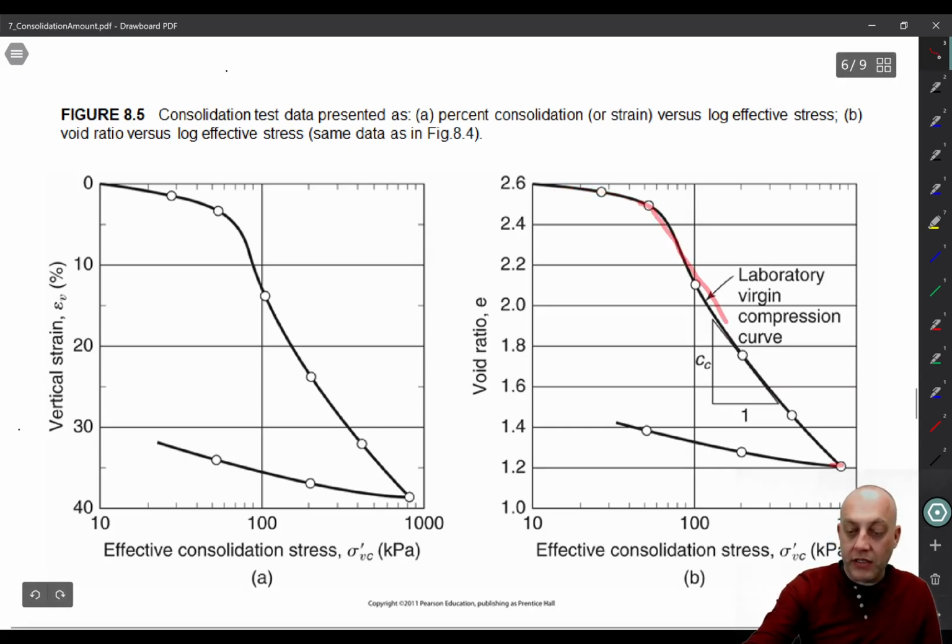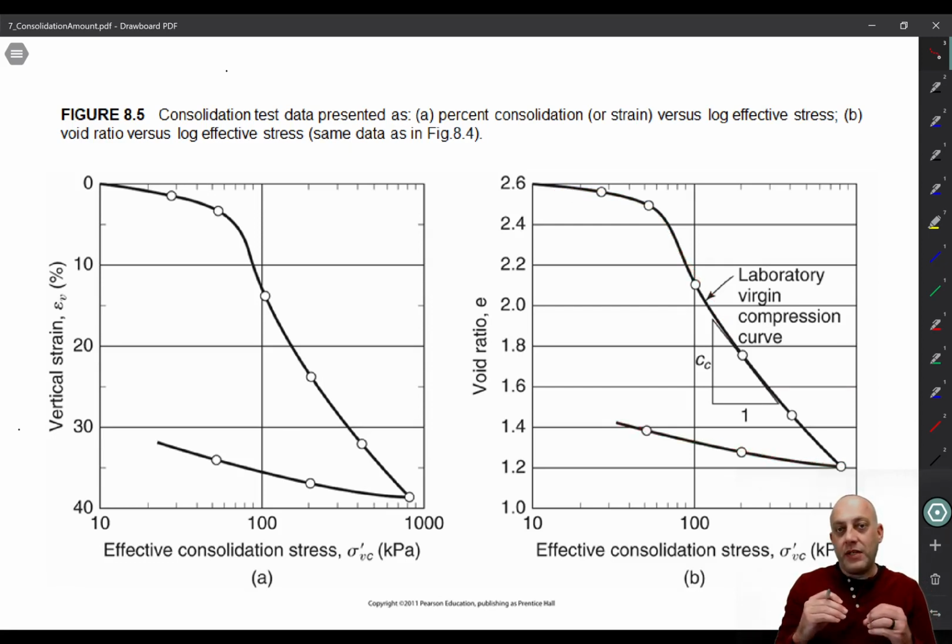And then when you do an unload stage, the soil doesn't rebound all the way back to where it was. You permanently squeeze water out, and when you remove load, it rebounds a little bit, but not all the way to where it was before.